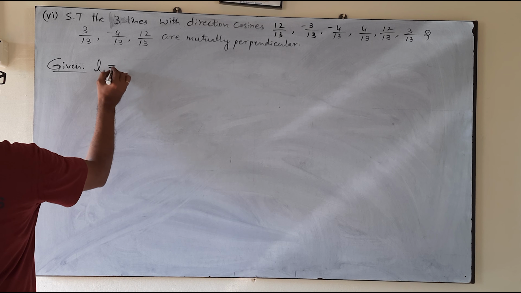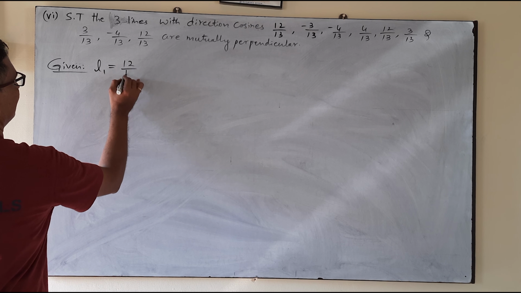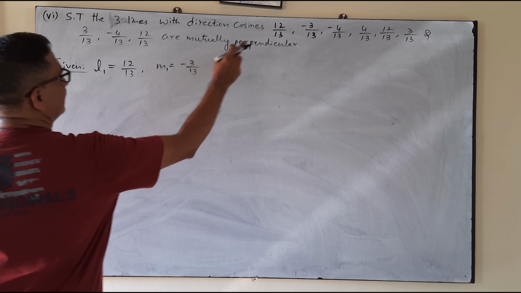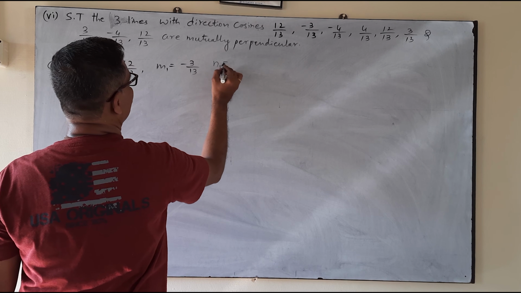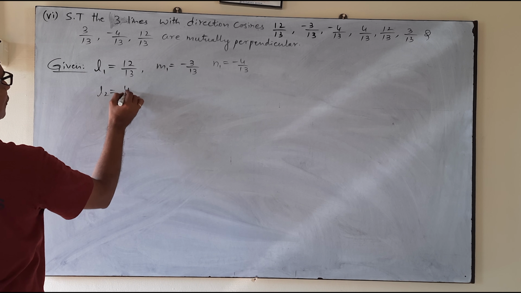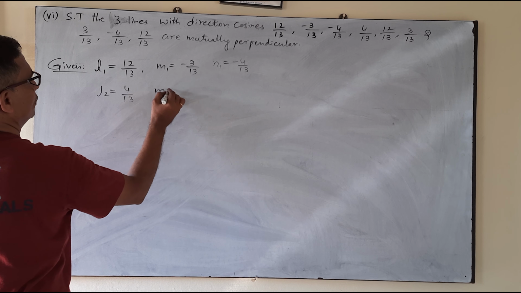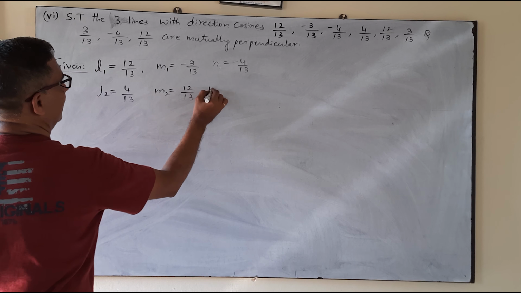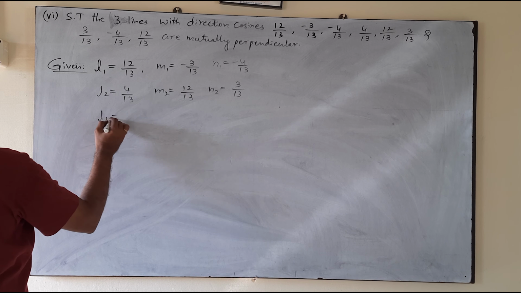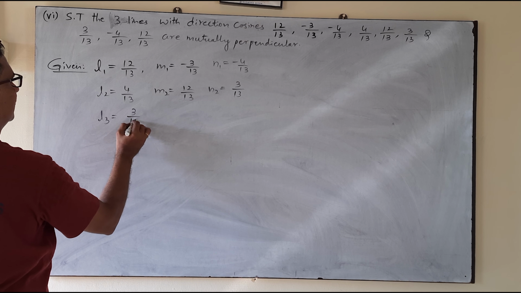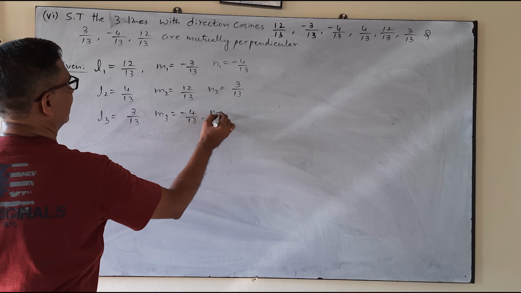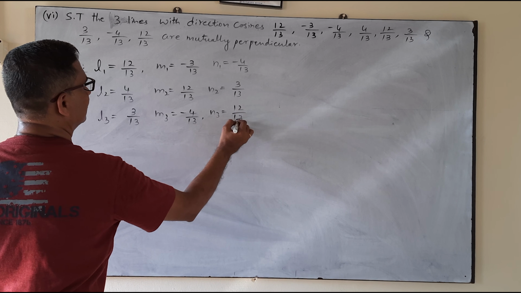Now, instead of L, take L1 is given as 12 by 13, M1 is minus 3 by 13, N1 is minus 4 by 13. Next, the second one: L2 is equal to 4 by 13, M2 is equal to 12 by 13, and N2 is equal to 3 by 13. Similarly, for the third line, L3 is equal to 3 by 13, M3 is equal to minus 4 by 13, N3 is equal to 12 by 13.